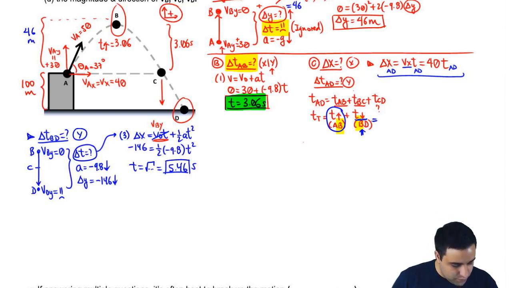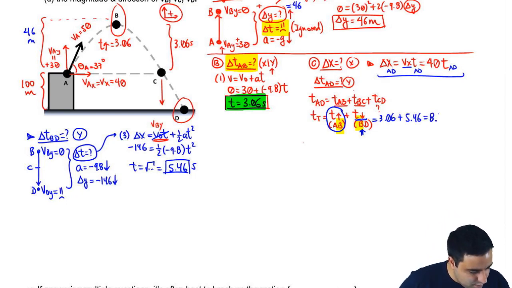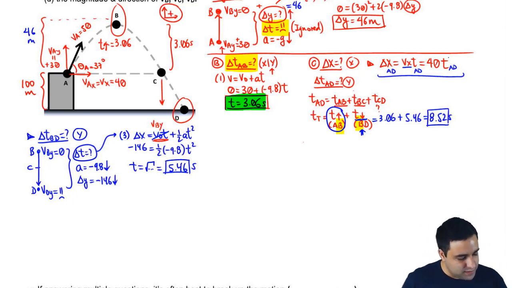Cool. So I got this time, and I needed this because this time is actually this guy over here. So time total is 3.06 plus 5.46, and I have this here. The total time is 8.52 seconds. Now, all of this, we weren't actually directly looking for the total time. All of this is so that we can plug this total time in here.